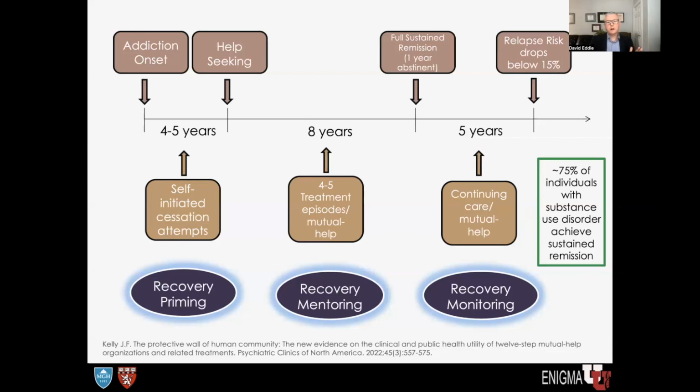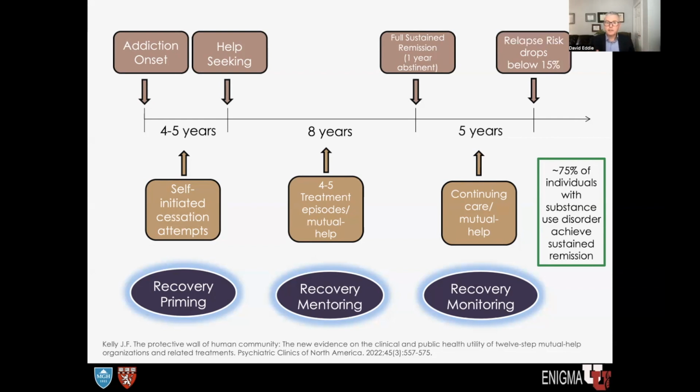So from addiction onset to help seeking is typically around 4 to 5 years. And within that, often we see self-initiated cessation attempts. So people are trying to stop on their own. Right? Now, addiction onset doesn't necessarily represent the time point where an individual first started using alcohol or other drugs, but that's the time point where somebody had crossed that threshold and met diagnostic criteria for substance use disorder. So about 4 to 5 years before help seeking, of those who reach out for help. As I showed you on a previous slide, many people don't.